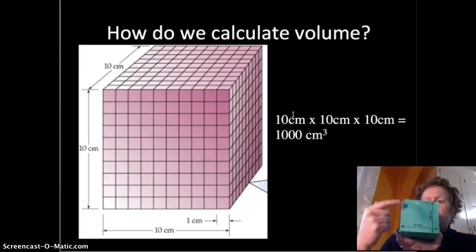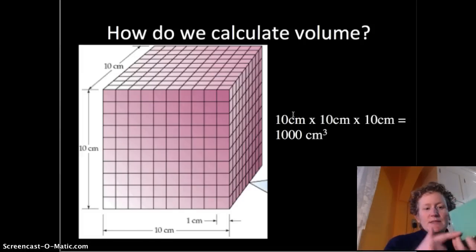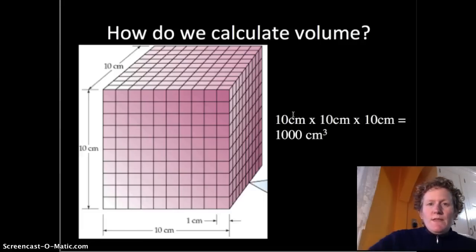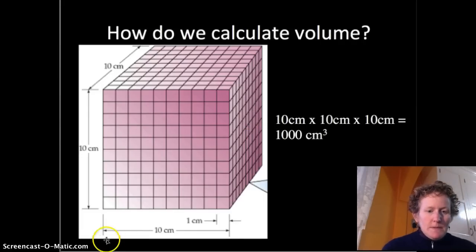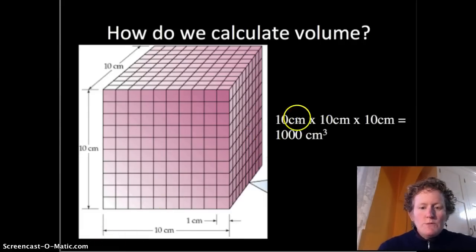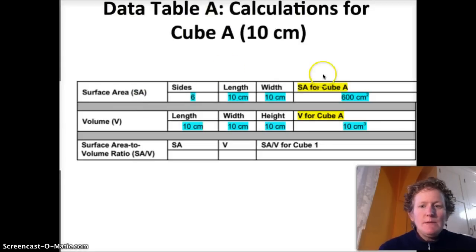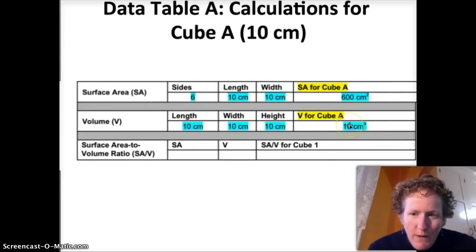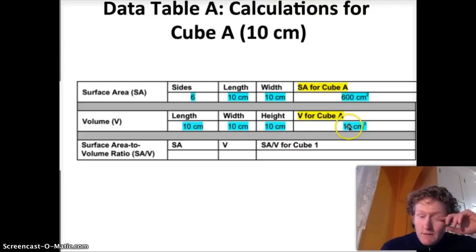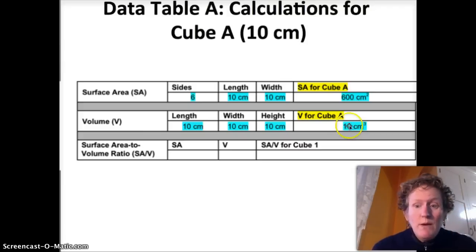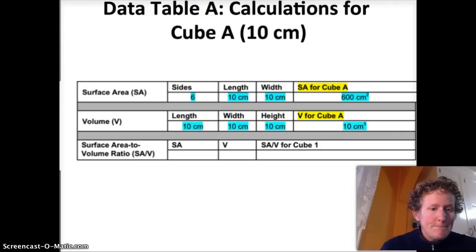For the big one, it's going to be 10 times 10 times 10, which is 1,000 cubic centimeters. So for the big cube, it's 1,000 cubic centimeters. That's cube A. Here's your data table. For cube A, the volume is 1,000 cubic centimeters. There's a typo here. It should be 1,000 cubic centimeters.